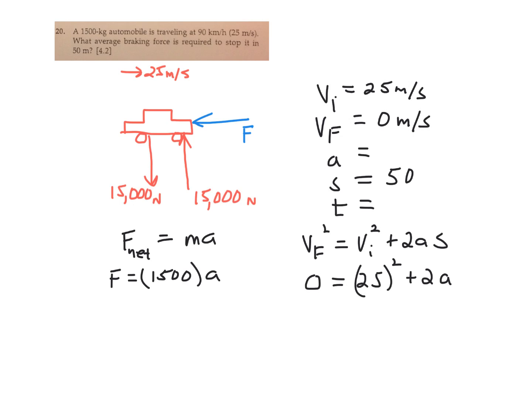Times our S. So we have 2A times the S, which is 50. So the only unknown there is A. So you'll have 25 squared. Move that over. 2 times 50 is 100. Divide by 100. You get the acceleration.